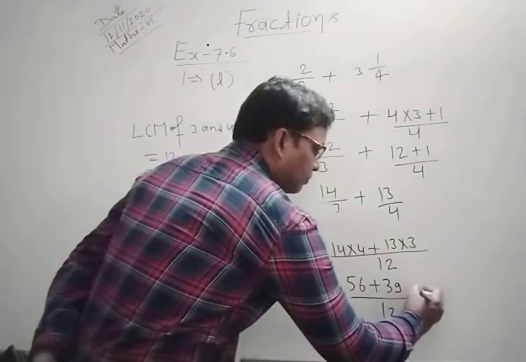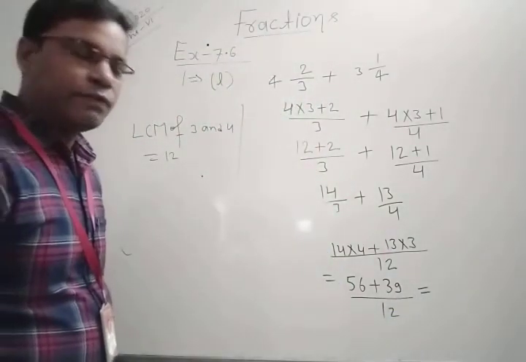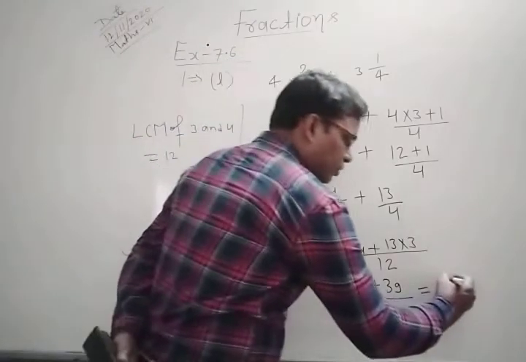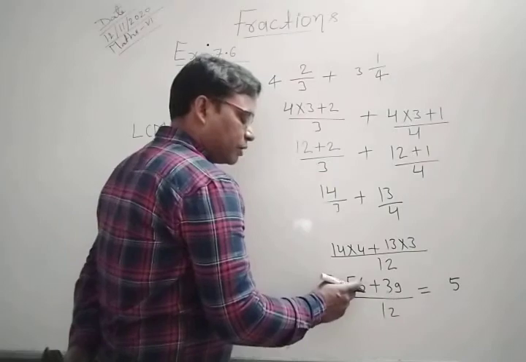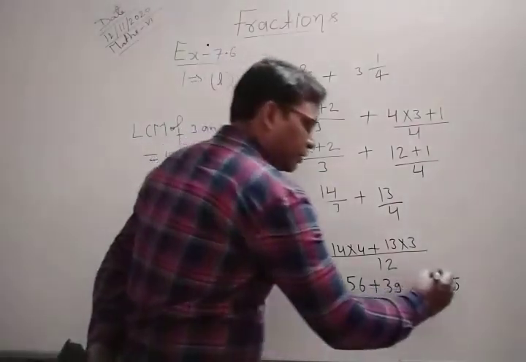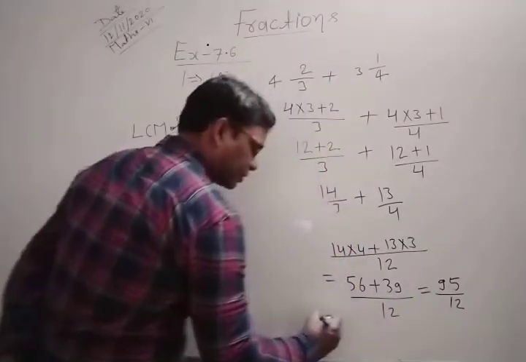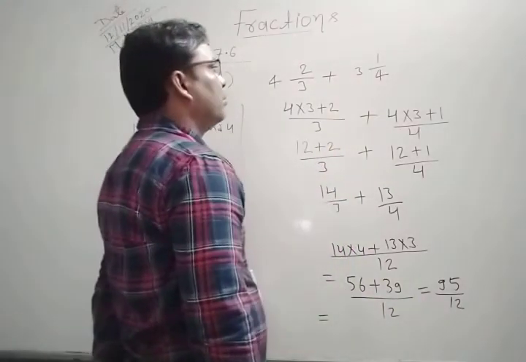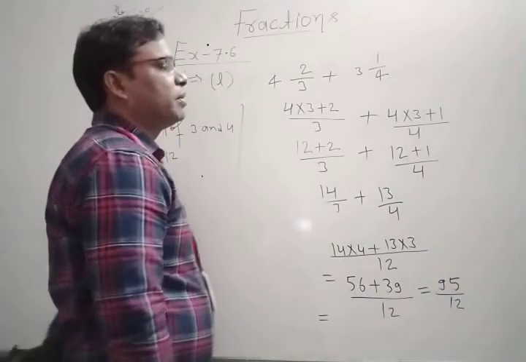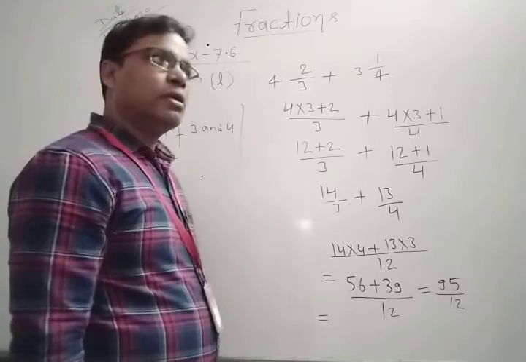Okay, if you sum them, then you obtain what? 56 plus 39: 6 plus 9 is 15, write 5 and carry 1, and 5 plus 3 plus 1 is 9, so 95 by 12. Clear? So the sum of 4 whole 2 by 3 plus 3 whole 1 by 4 is equal to 95 by 12.